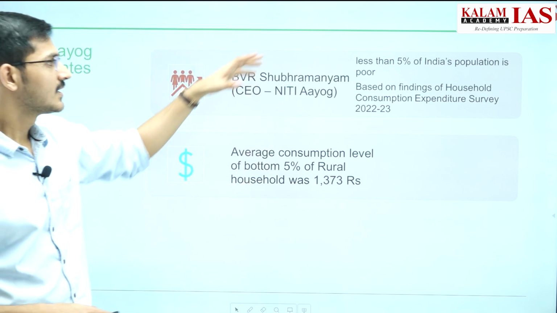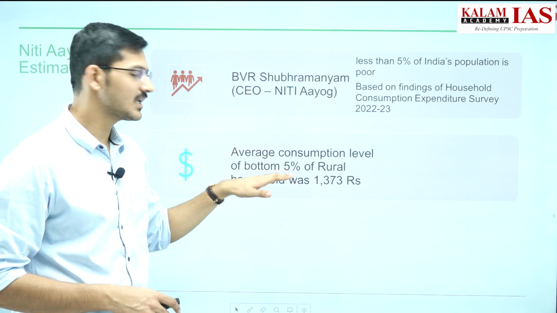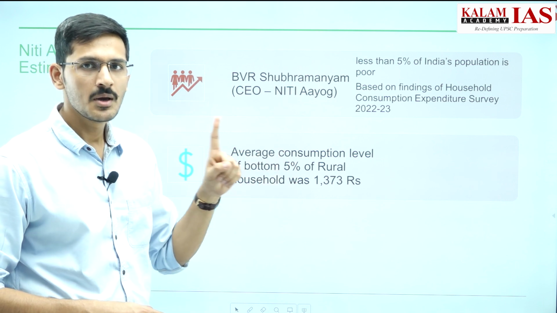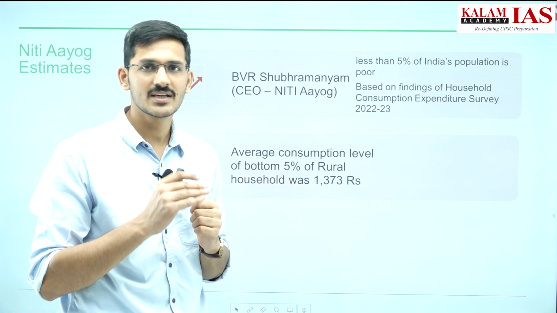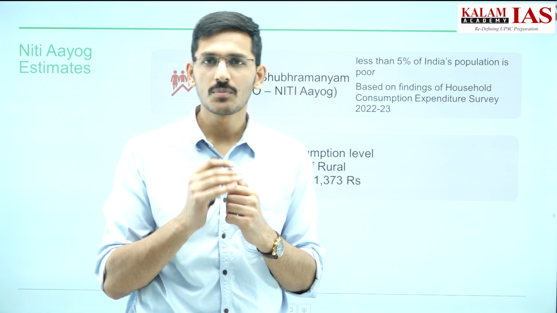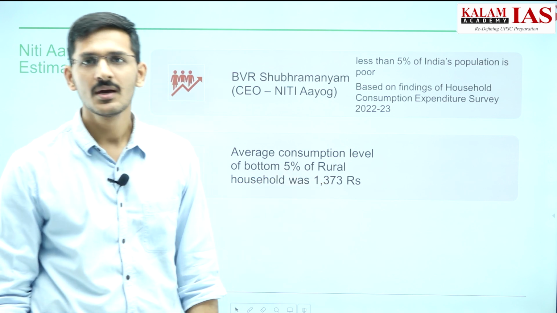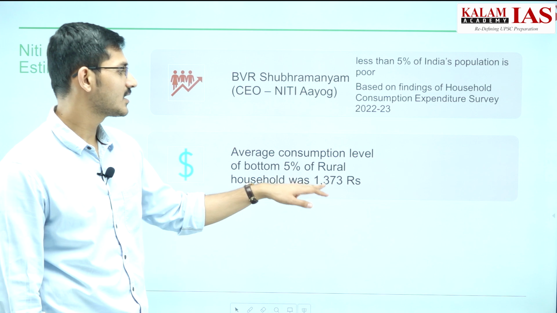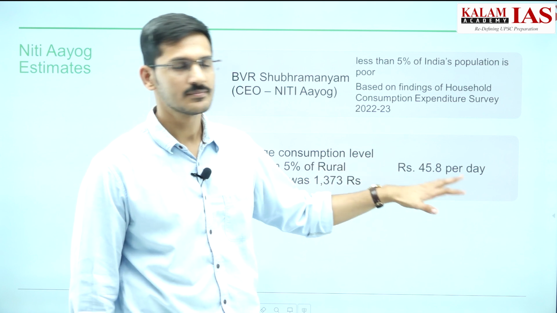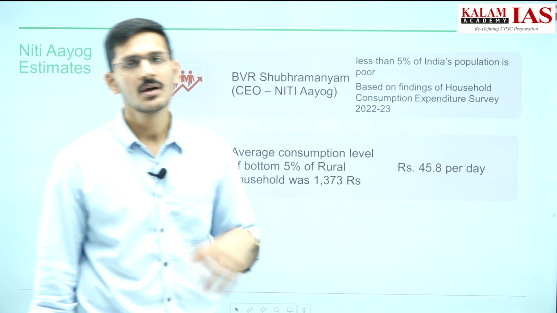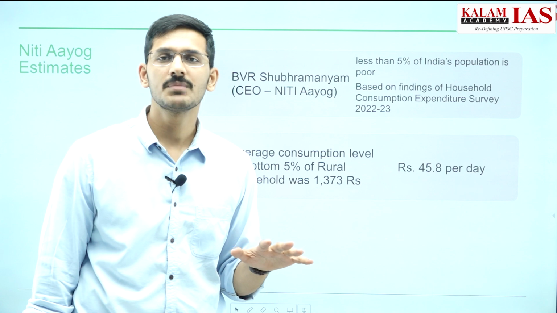Now, if we look at the data given in the household consumption expenditure survey, the average rural household consumption expenditure per capita, per person, for the bottom 5% people, the poorest 5% rural population in our country, was at an average of 1,373 rupees per person per month, which translates to about 46 rupees per person per day. So the survey says that the poorest 5% people in rural India are spending an average of 46 rupees per day.